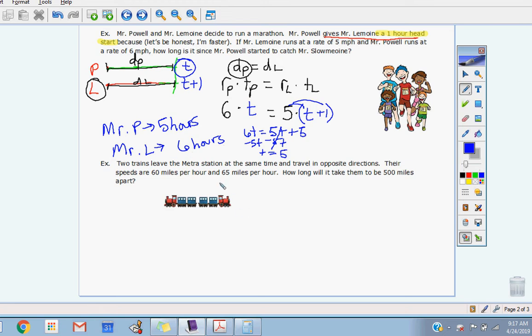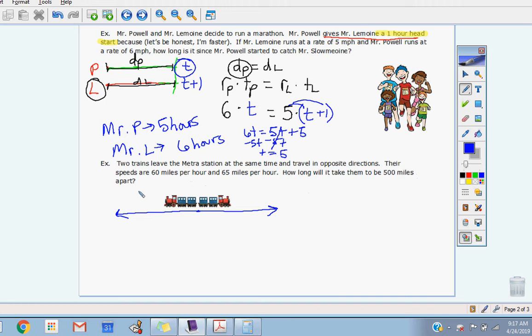All right? Okay, so now the next one is very similar, except you can see my visual here is about trains going in opposite directions. So let's read this one together. 2 trains leave the metro station at the same time and travel in opposite directions. Okay? Opposite directions here. Their speeds are 60 miles per hour and 65 miles per hour. How long will it take them to be 500 miles apart?